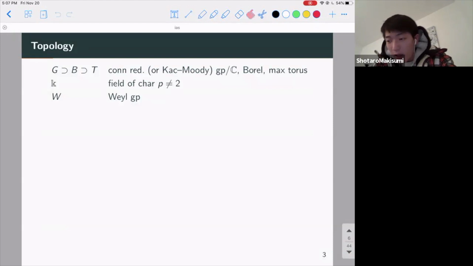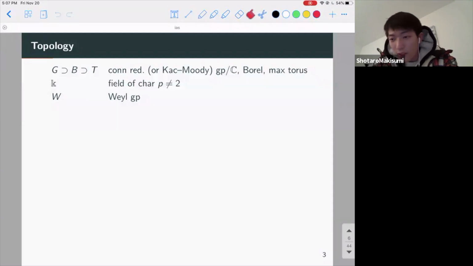So I want to start by explaining what I mean by the Hecke category, what version of the Hecke category I'm talking about. So this is a categorification of the Hecke algebra. So here's the standard kind of geometry here. Let's take G, a connected reductive complex group, or even a Kac-Moody group, and B is a Borel, and T is a maximal torus.